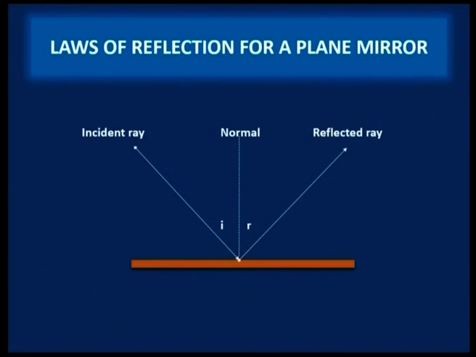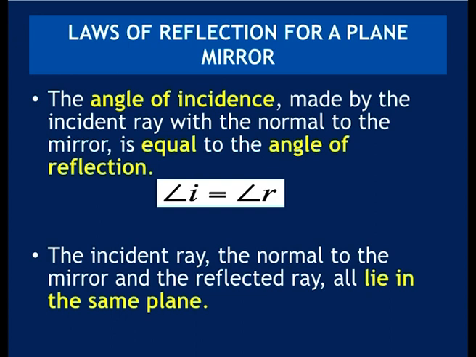Angle I and angle R. So I is the angle of incidence and R is the angle of reflection. The angle made by the incident ray to the normal is called the angle of incidence, and the angle made by the reflected ray to the normal is called the angle of reflection. Now what do the laws of reflection tell us? Do you remember children? Yes, the angle of incidence made by the incident ray with the normal to the mirror is equal to the angle of reflection. That is, angle I is equal to angle R. For a plane mirror, the angle of incidence is equal to the angle of reflection. That is the first law of reflection.